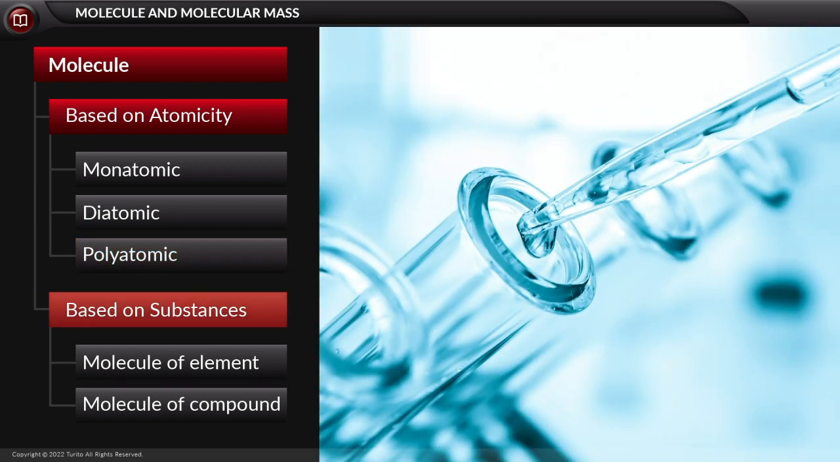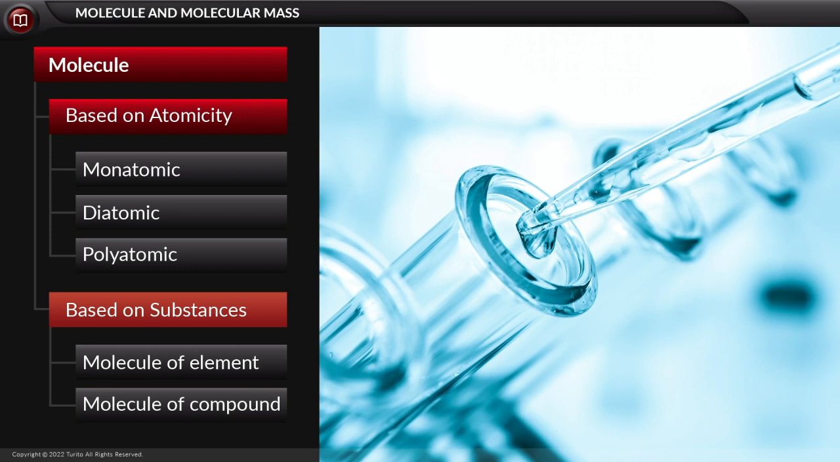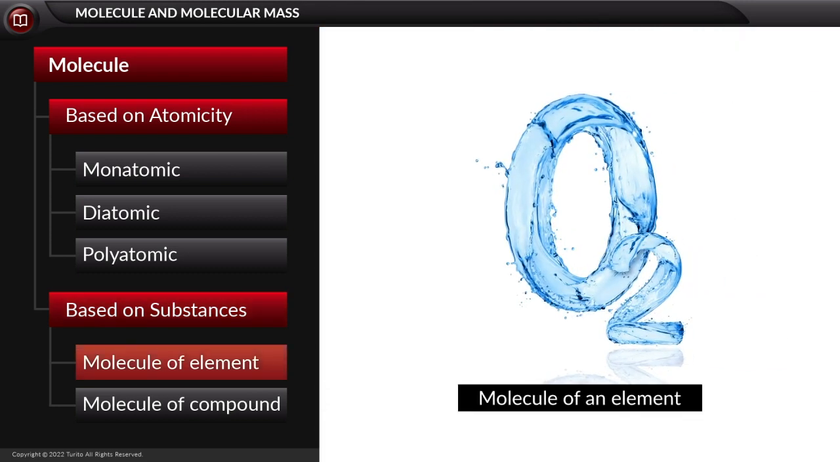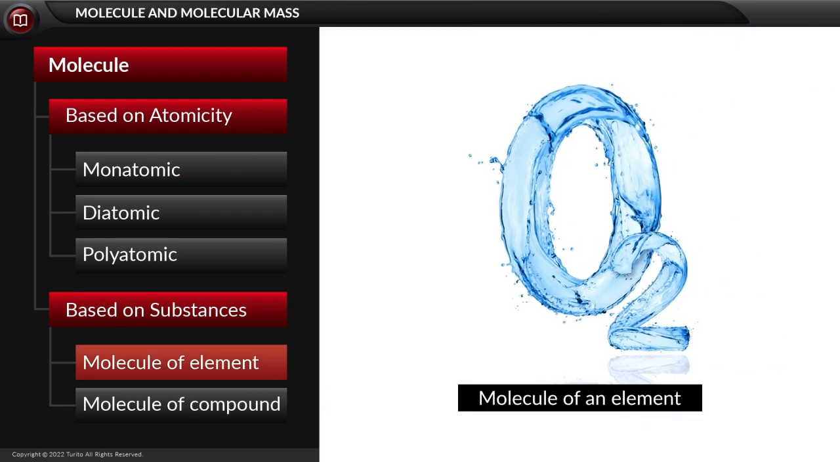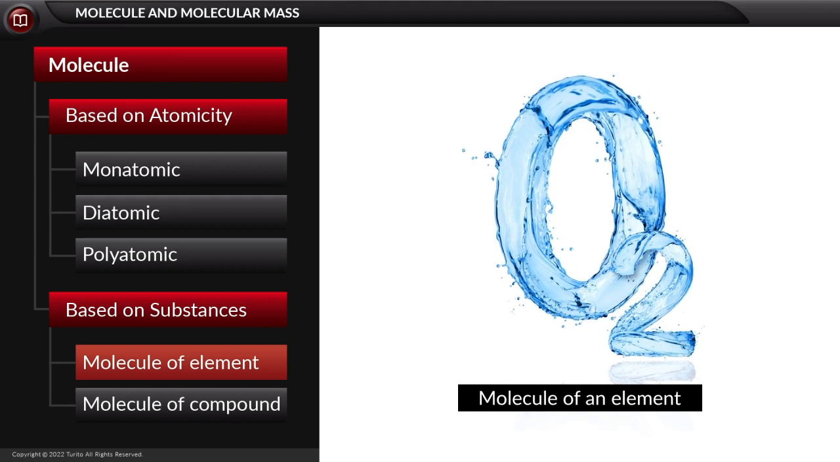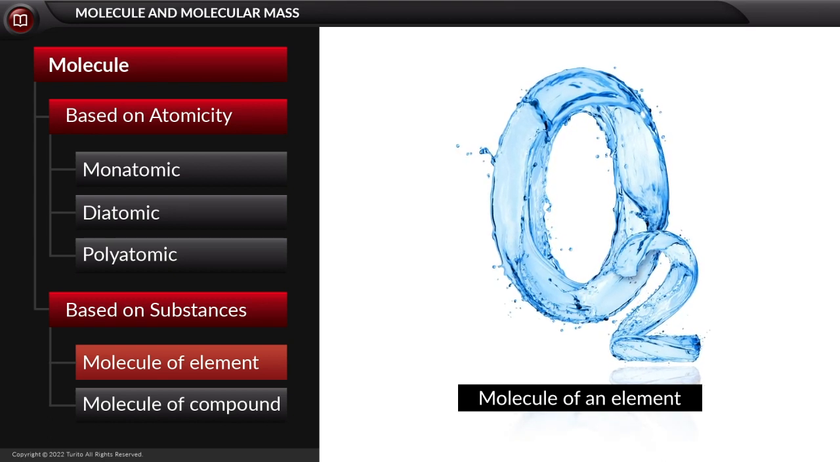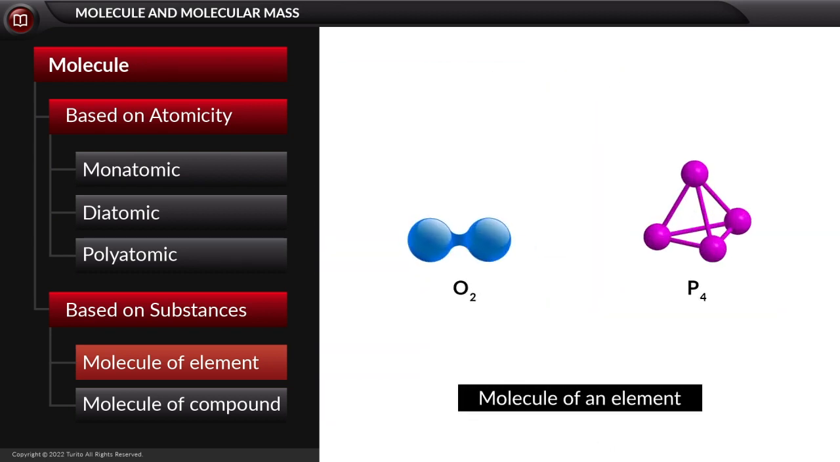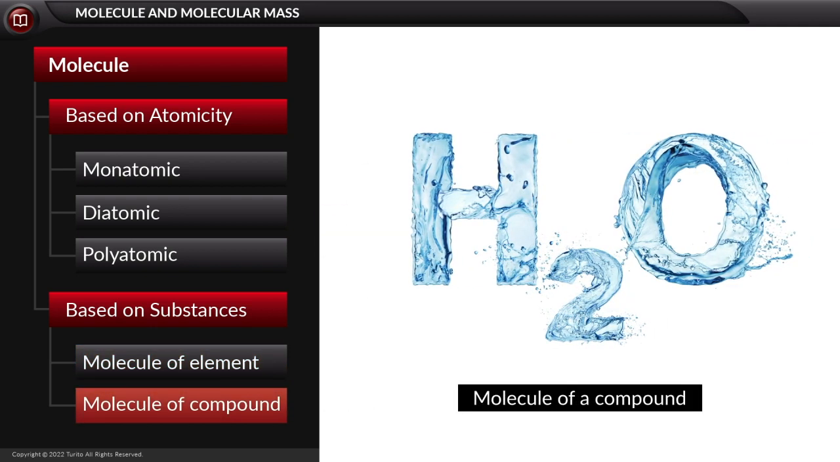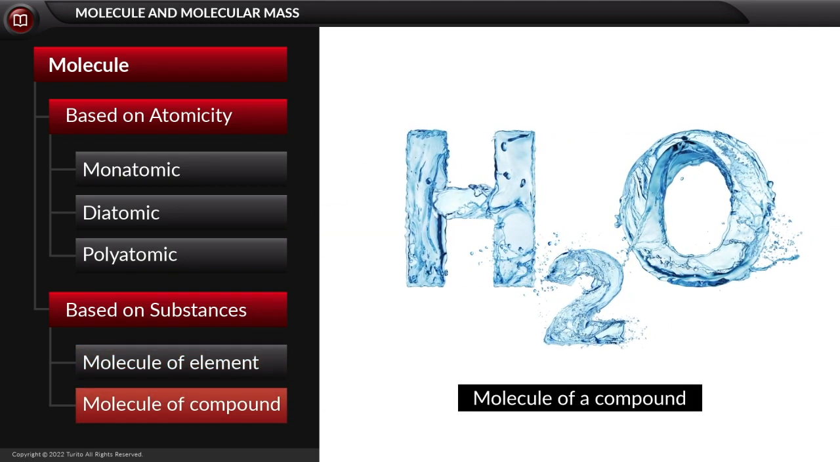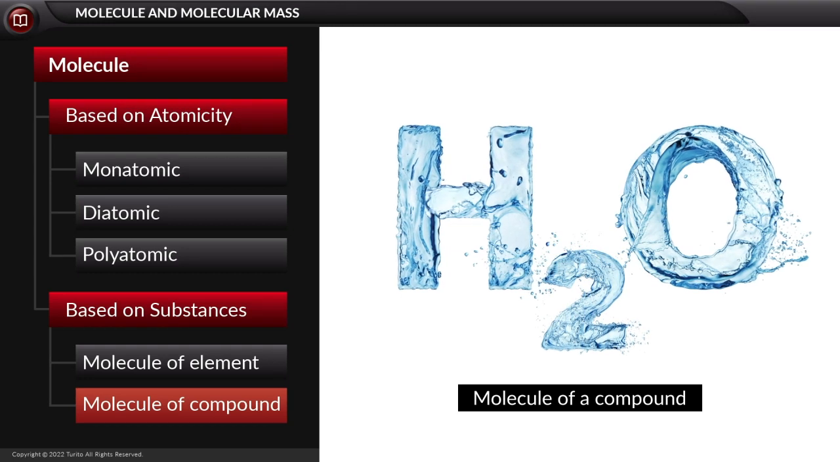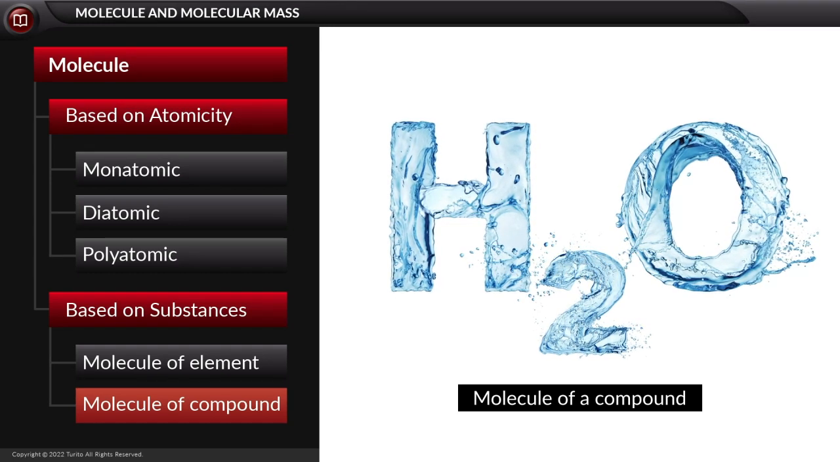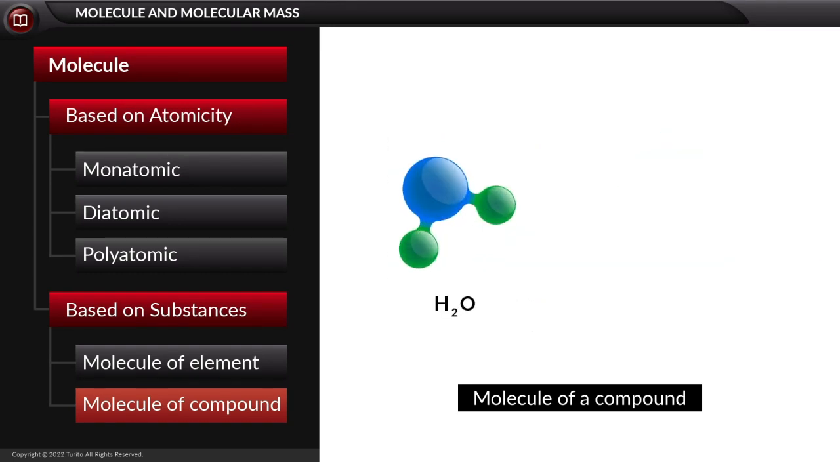Next is the molecules based on substance. The first one is the molecule of an element. In this, the atoms present are of the same type or same element. For example, oxygen molecule and phosphorus molecule. Next is the molecule of a compound. In this, the molecule is made up of more than one type of atom or element, like water, H2O, and ammonia, NH3.